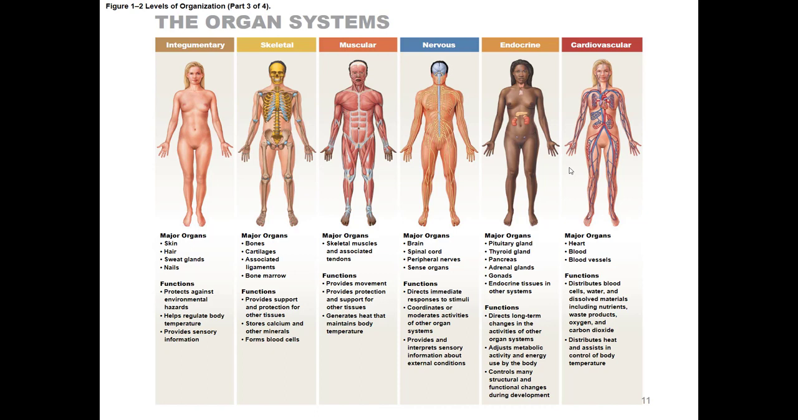So starting at first with the integumentary system, that's just fancy for skin. And this is going to include the skin and anything that grows out of the skin. So the hair, sweat glands, nails, all grow out of the skin. The function of your skin is to protect you, number one, against anything outside, environmental hazards, bacteria.